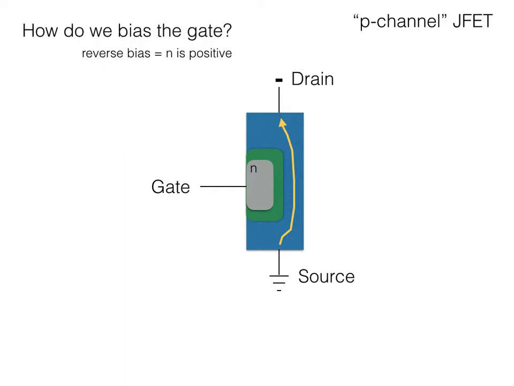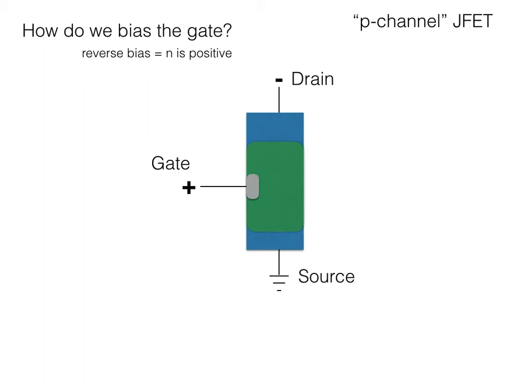Well, again, reverse bias. Instead of n being negative, we want to make n positive, which means we want to make the gate positive. And if you think about that imaginary diode there, again, you're reverse biasing that diode. That means we make the gate positive, and what happens? Boom, boom, boom. The depletion zone grows, and it chokes off the diode, and now current can no longer go from the source to the drain.